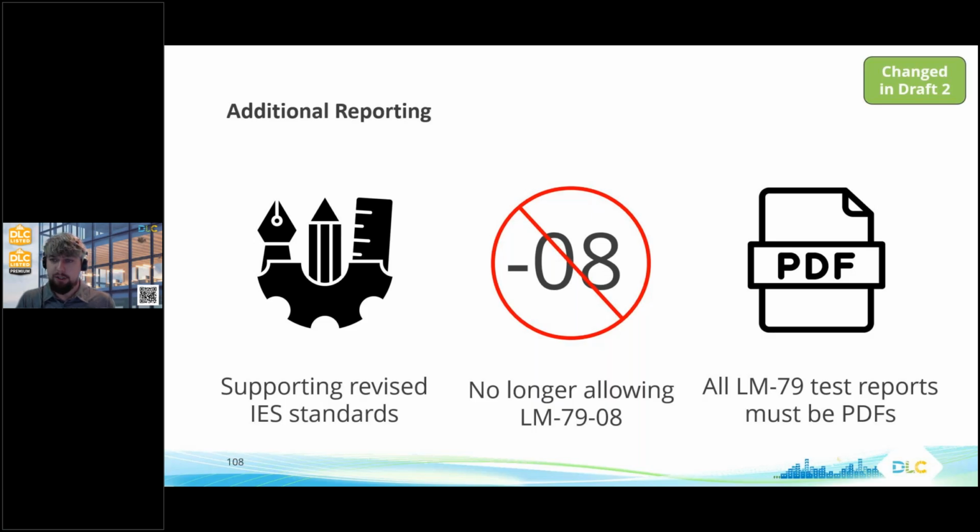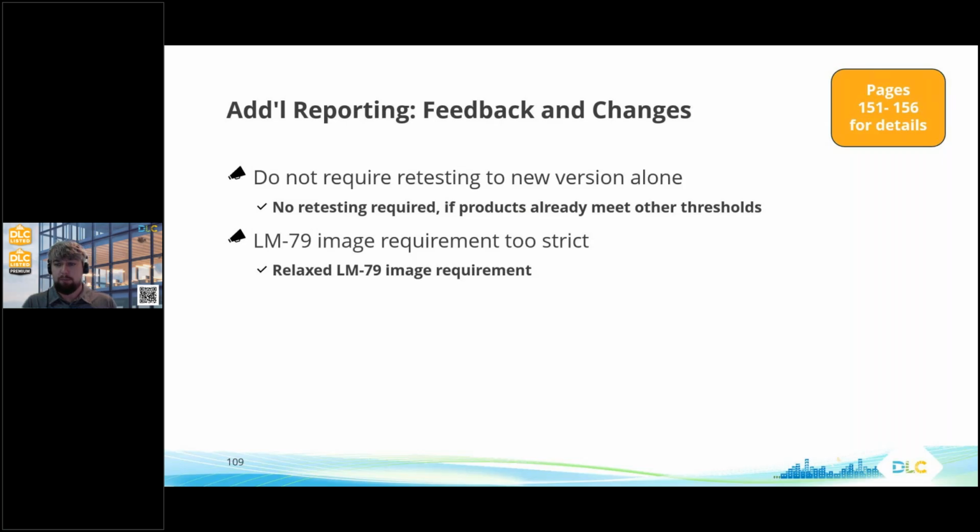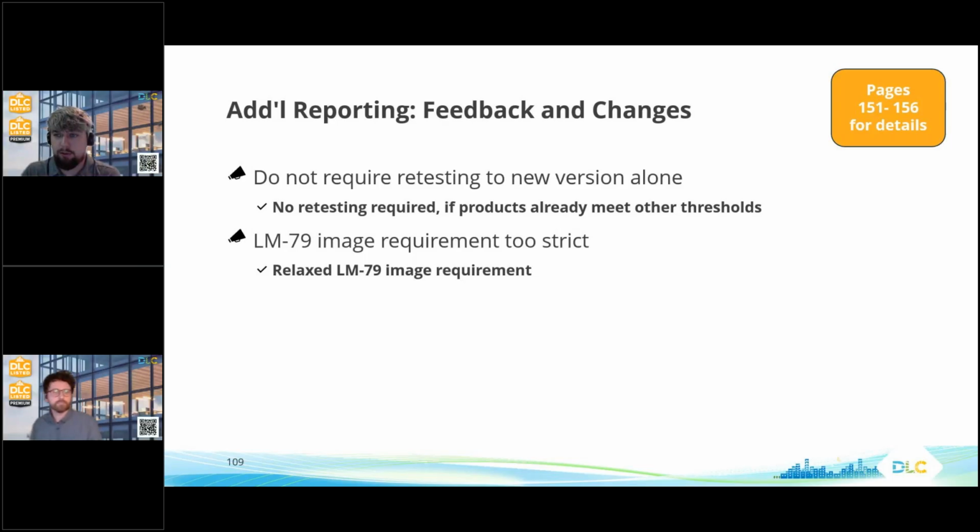There are some changes to the details in this that I won't go into detail on, but some of the feedback and changes that we heard essentially are that the LM79 image requirement for those LM79 test reports is too strict. So we made some changes that relaxed that image requirement, specifically what the product image is of an LM79 test report. And additionally, we heard that products that are qualified today to LM79-08 shouldn't have to retest to the new version just to demonstrate compliance again, and that they should be grandfathered in. So that's our plan. And details for the additional reporting information can be found on pages 151 through 156. So with that, that concludes the technical requirement details in today's webinar, and I'll hand it back to Andrew.